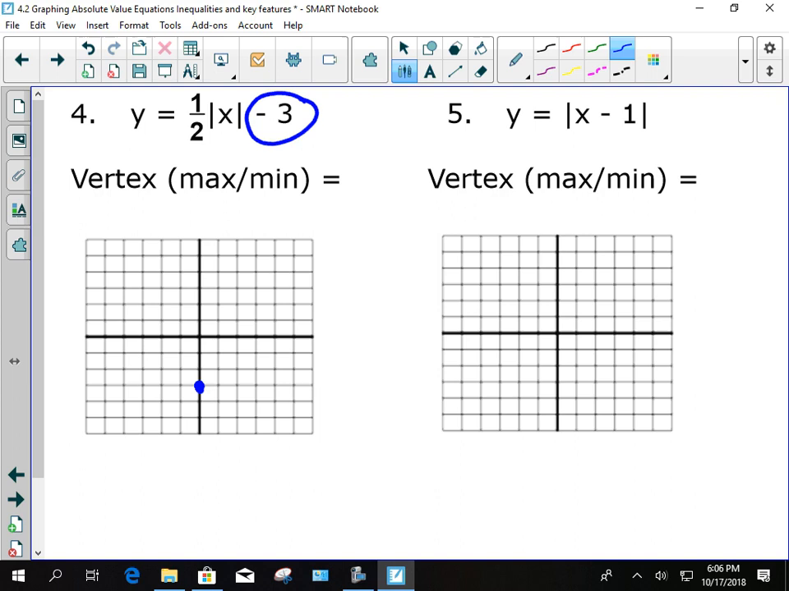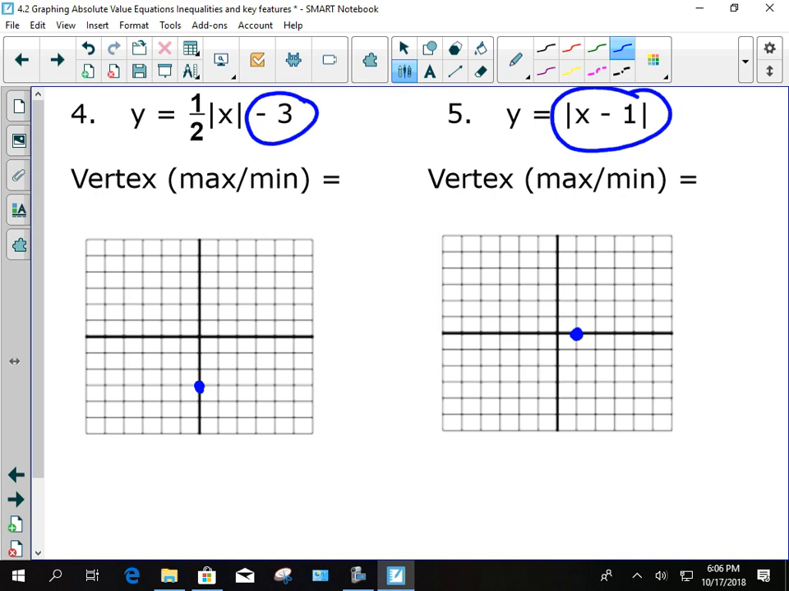Okay? Let's look over at number 5 real quick. Is there anything with my x? Yes, it's negative 1. So it's with my x, so it lies, so I'm going to move over to positive 1. There's nothing outside my x, so there's where my vertex is going to be on number 5. Okay, now let's deal with the half.